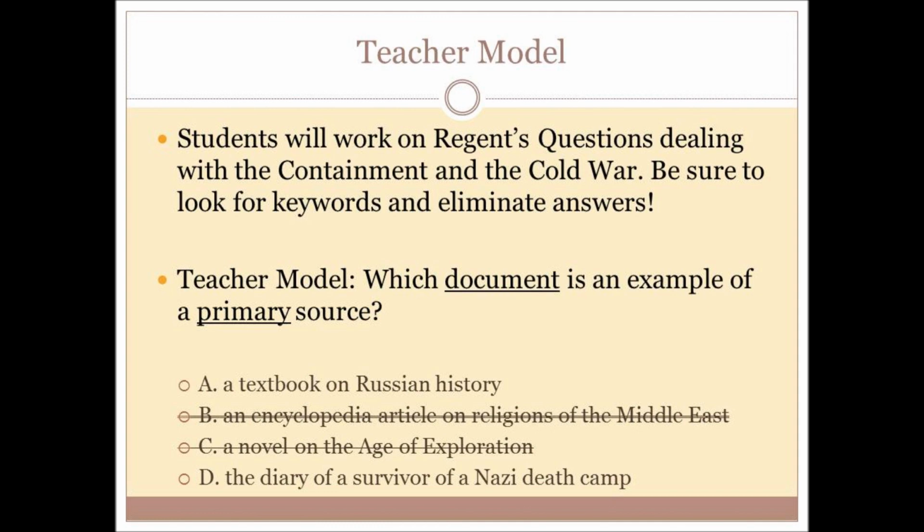Tomorrow in class we will be working on multiple choice questions in preparation for the Regents exam.